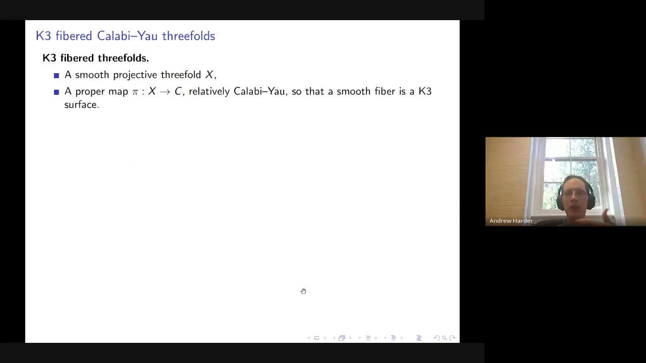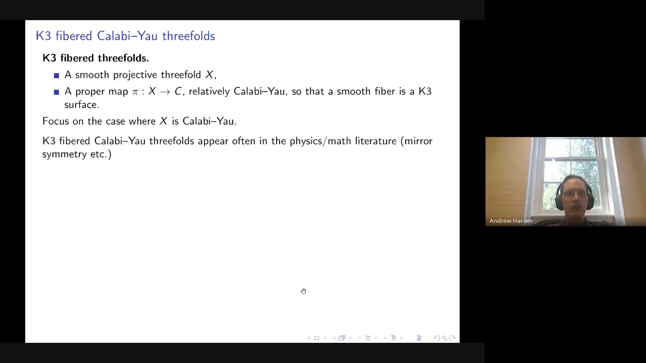And I want the smooth fiber of this map to be a K3 surface. Another restriction that I want to place on this is that I want to look at the case where the total space is Calabi-Yau itself. Okay. So K3 fibred Calabi-Yau threefolds, they're somewhat common.